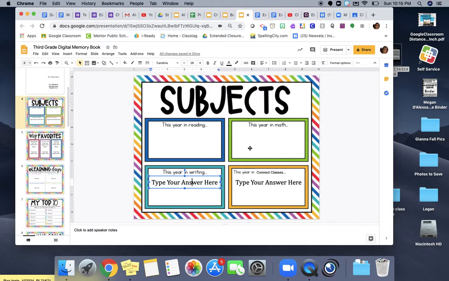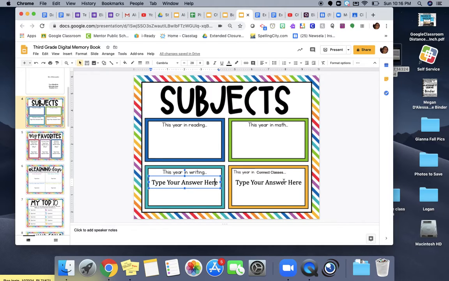Maybe you met a goal for yourself. Like maybe this year in math, you mastered a lot of your multiplication facts. You want to share that so that you don't forget it. Or maybe in reading, you got to be a really strong reader and now you can read chapter books. So, whatever you want to share. For writing as well, something we did in writing, something you wrote about, something you learned how to do.